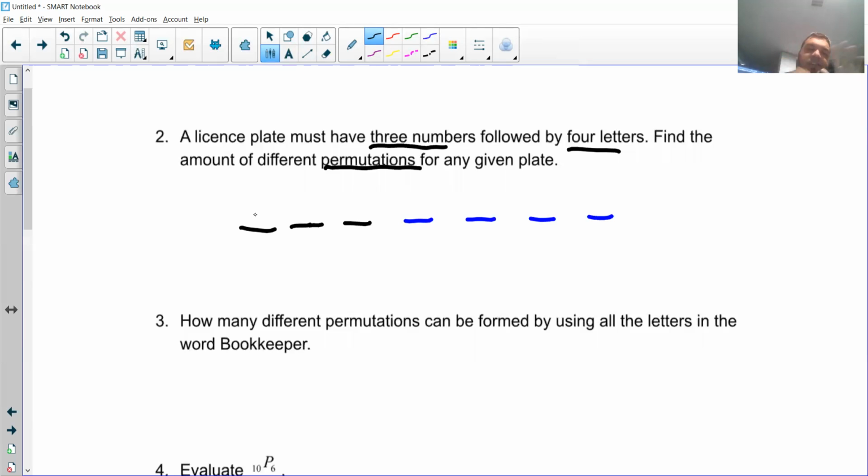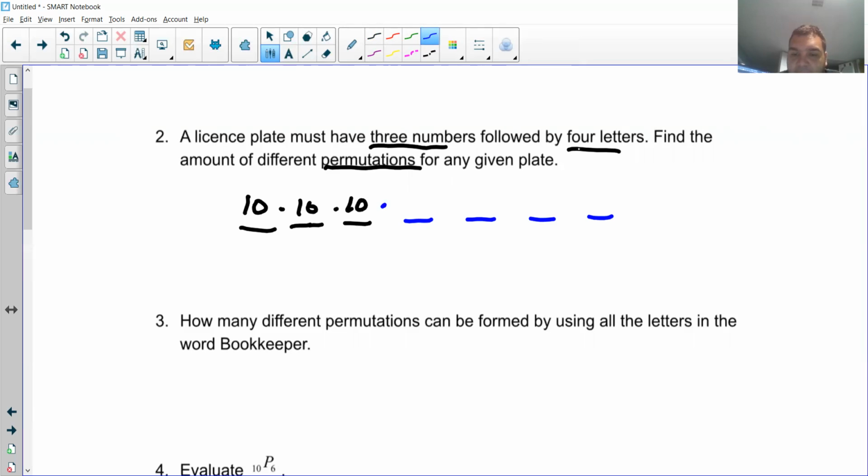Now, how many one-digit numbers are there? There's 1, 2, 3, 4, 5, 6, 7, 8, 9, plus 0. So there's 10 single-digit numbers. It could be a 1, a 2, a 3, a 7, an 8, a 0. The next number could be a 1, a 2, a 3, an 8, a 7, a 0. So that's 10. The next number, it could be a 1, a 2, a 3, an 8, a 0. So that's going to be this one.